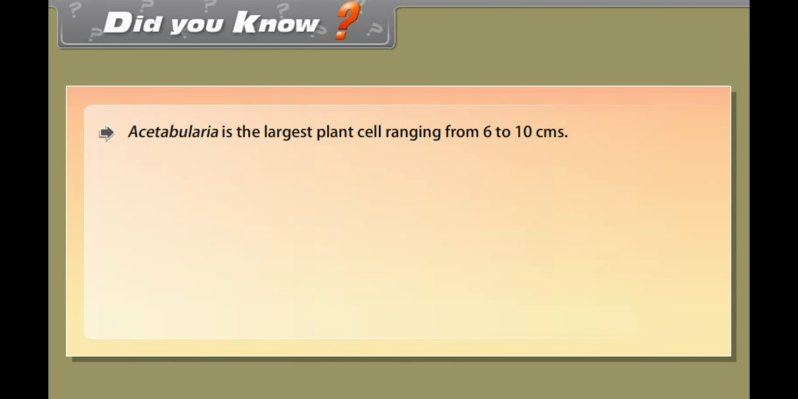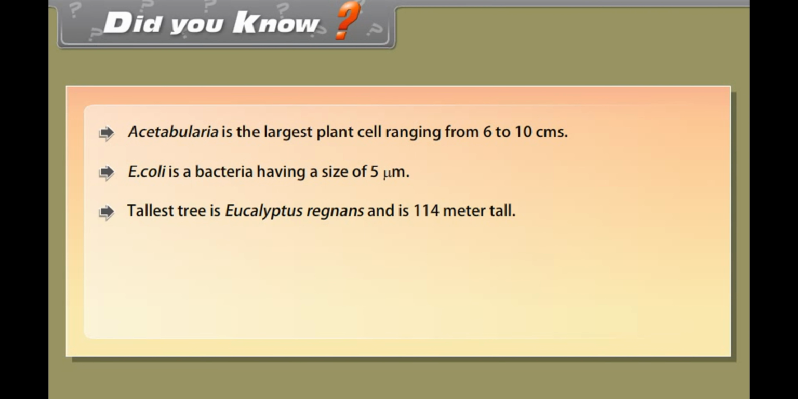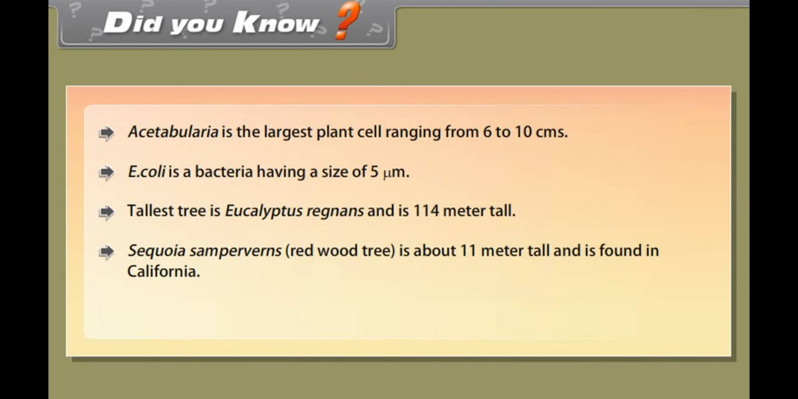Did you know? Acetabularia is the largest plant cell, ranging from 6 to 10 centimeters. E. coli is a bacterium having a size of 5 μm. The tallest tree is Eucalyptus regnans and is 114 meters tall. Sequoia sempervirens, the redwood tree, is about 11 meters tall and is found in California. Elephant is the largest land animal.